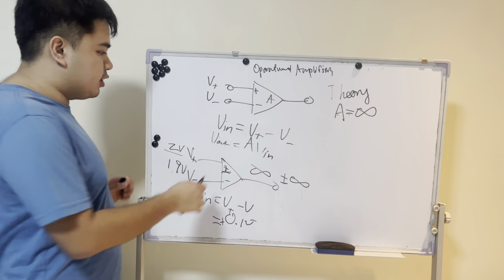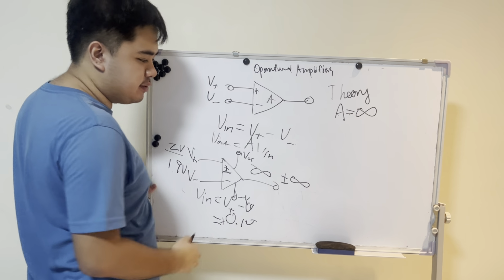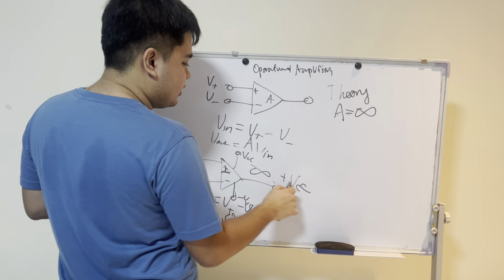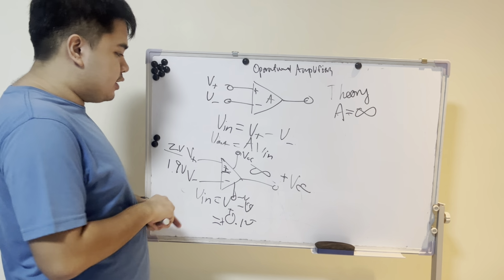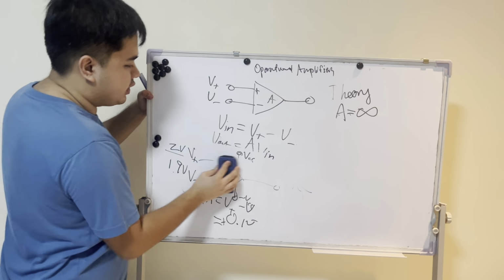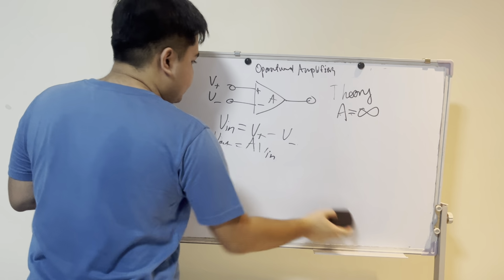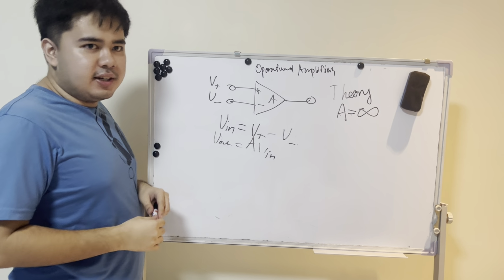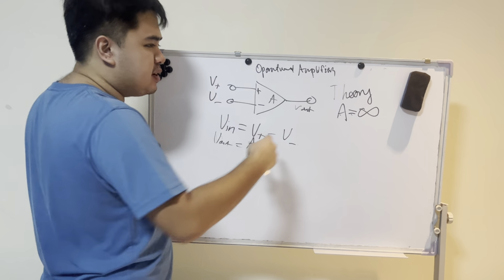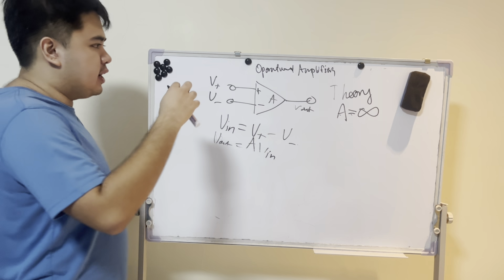And in reality, if we were to use the VCC and negative VCC supply rails from earlier, this would not be positive infinity. This would just be positive VCC, which makes it more practical, right? So we can use this as a comparator, but that's the only use case for this configuration. So let's try to have another configuration, because we want the output of the operational amplifier to not be infinite. We want it to be finite, in theory. Okay? So how can we make it finite?